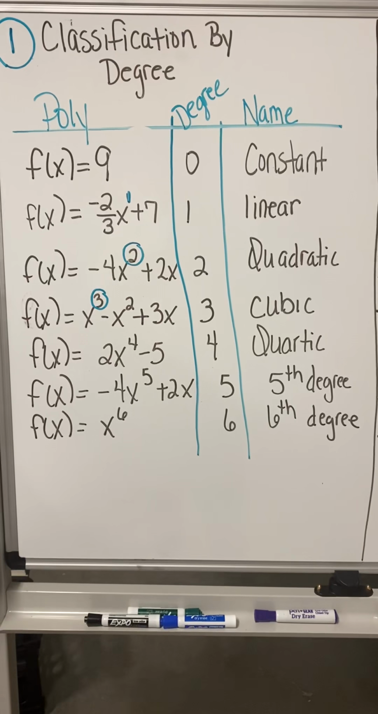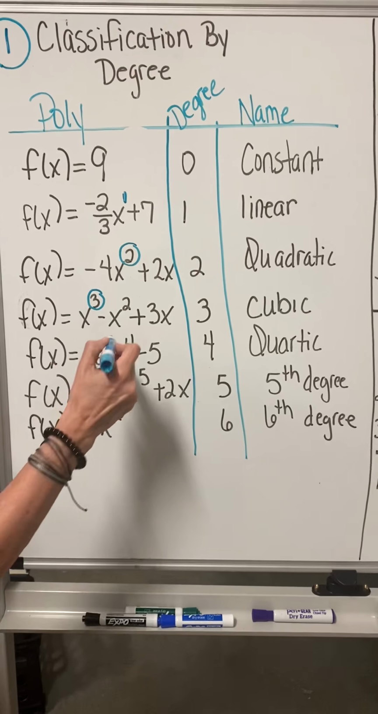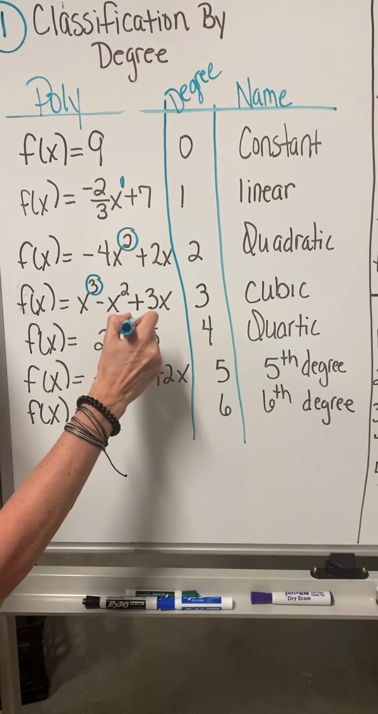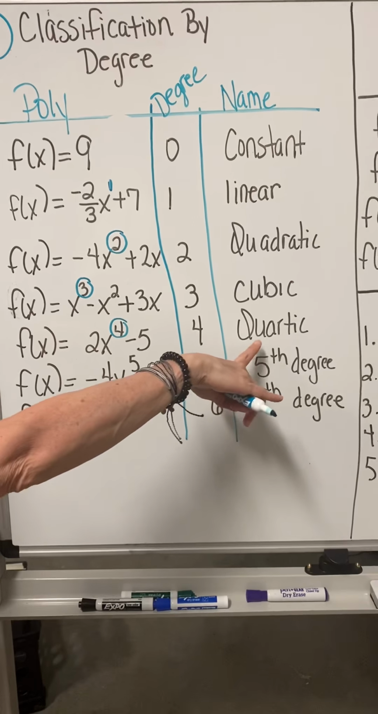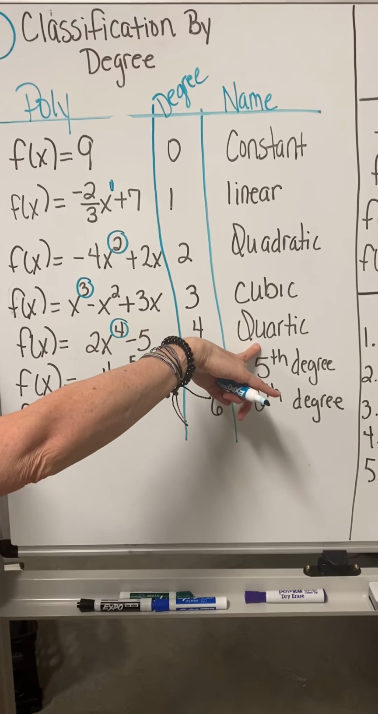If your highest exponent is 3, then the degree is 3, and that is called a cubic. In this next one, our highest exponent that we have is 4. The biggest exponent that we have is 4. So the degree is 4, and that is called a quartic.